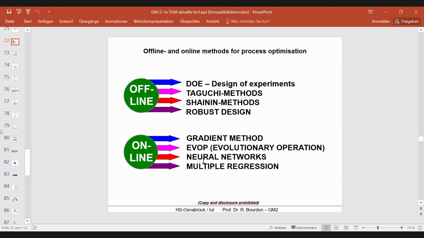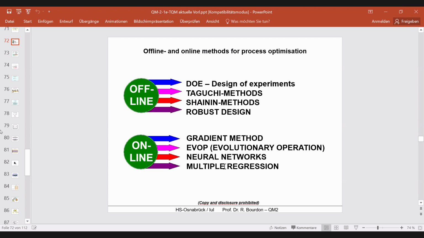Online methods like the gradient method or evolutionary operation methods, neural networks or multiple regression models, are methods used in the production, and you can only do variations in very small steps because you don't want to generate parts that are out of the specification. So you want to sell all the parts. This means you can only do very small variations and very small optimizations around the process point.